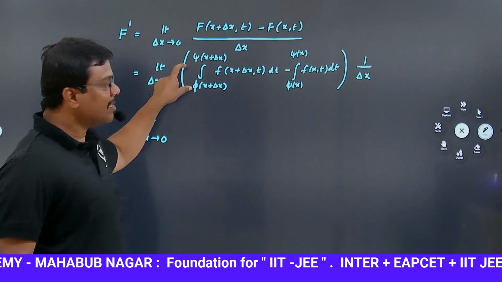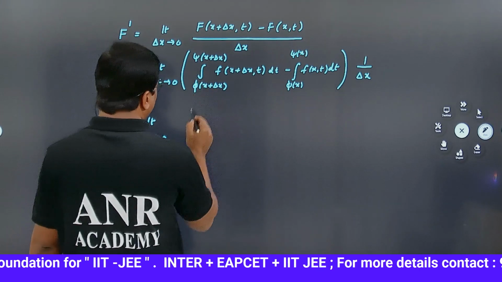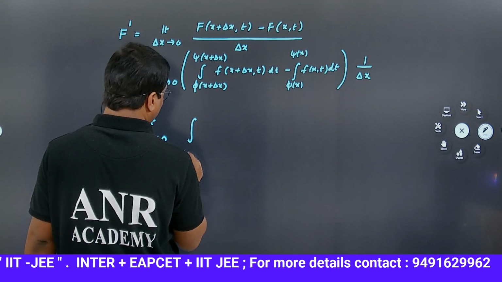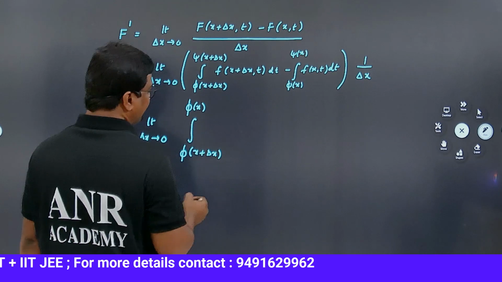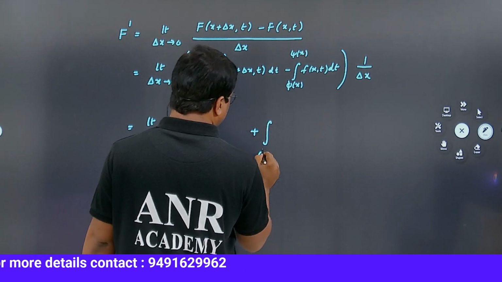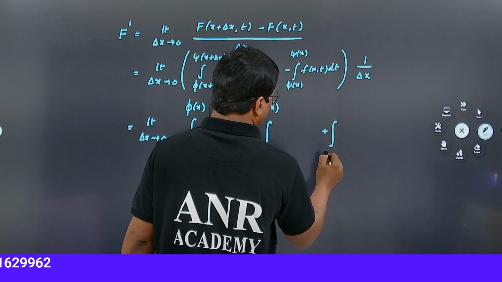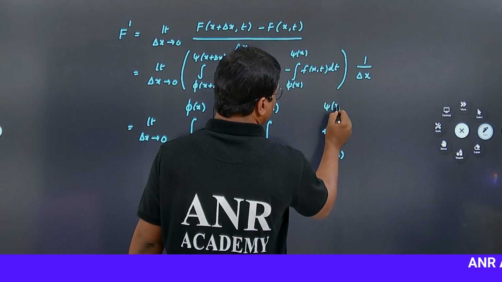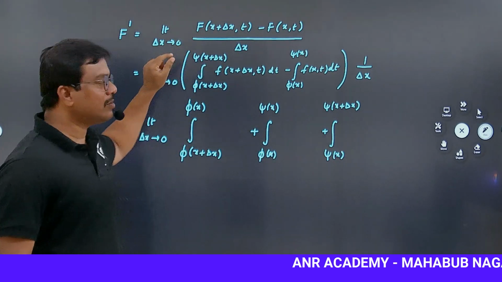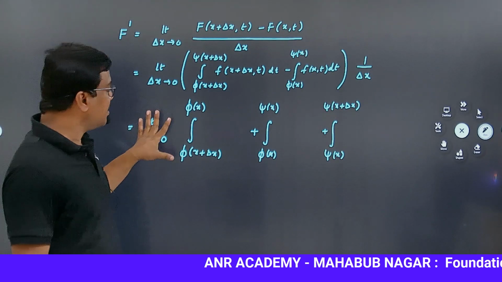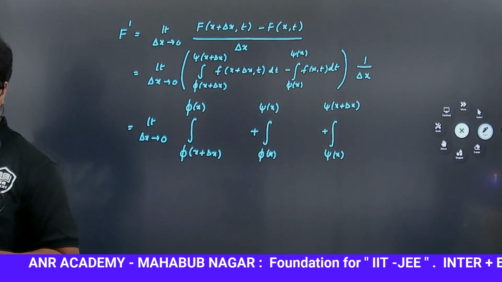Here the integral function has limits from pi of x plus delta x to psi of x plus delta x. I am going to split these limits. You have lower limit pi of x plus delta x up to pi of x, and then next I am going to split pi of x to psi of x, and after that psi of x to psi of x plus delta x. Just the limits from pi of x plus delta x to psi of x plus delta x changed as pi of x plus delta x to pi of x, pi of x to psi of x, and then psi of x to psi of x plus delta x.